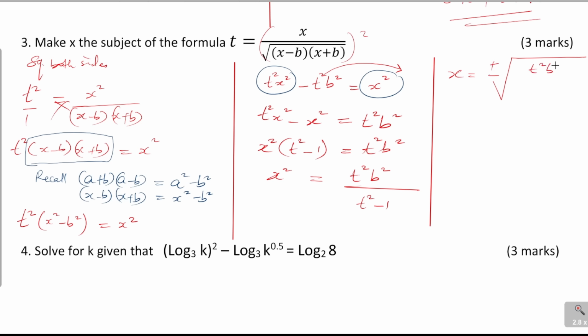So t squared b squared, everything divided by t squared minus 1, which simplifies to, when you look at the numerator here, it is possible to get the square root of t squared b squared. That will be tb. And then for the denominator, you can get directly the square root of that. So you leave it like that. And this will be either positive or negative for the whole of that. So now that one is the required answer. You've made x the subject of the formula.